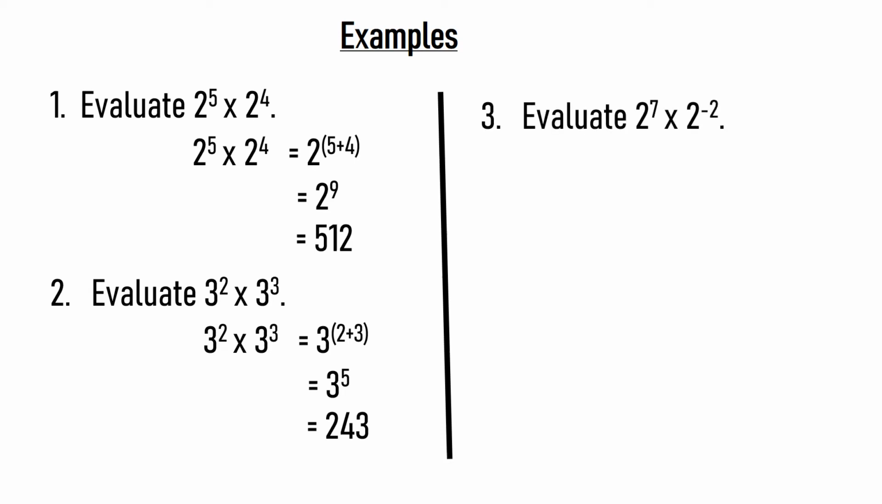Example 3. Evaluate 2 power 7 times 2 power negative 2. According to our first law, 2 power 7 times 2 power negative 2 is the same as 2 raised to power 7 plus negative 2. 7 plus negative 2 is the same as 7 minus 2, which is 5, and so we write 2 power 5. 2 power 5 is the same as 2 multiplied by itself 5 times, and this becomes 32.